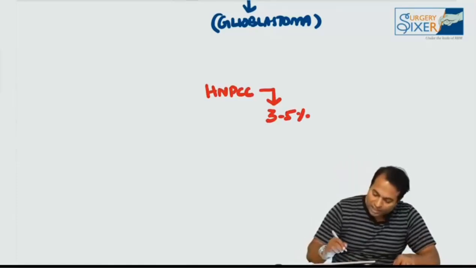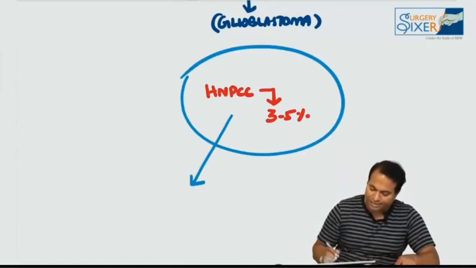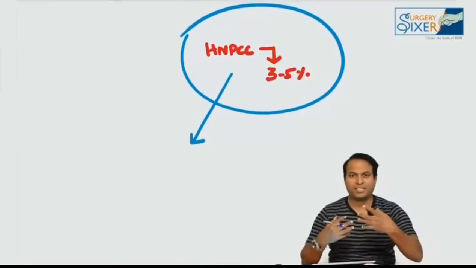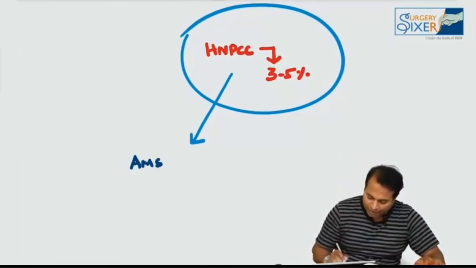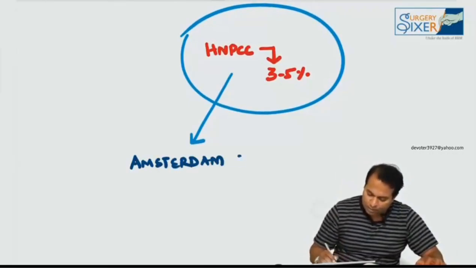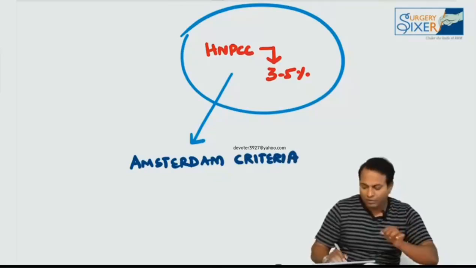Therefore, to look for HNPCC, we have a criteria. What is the criteria known as? If you have a doubt, sir, will I develop HNPCC? If I am asking you that question, the answer, yes or no, is given by the Amsterdam criteria. So the Amsterdam criteria says whether you can develop HNPCC or not, or whether you will have the HNPCC mutation or not.